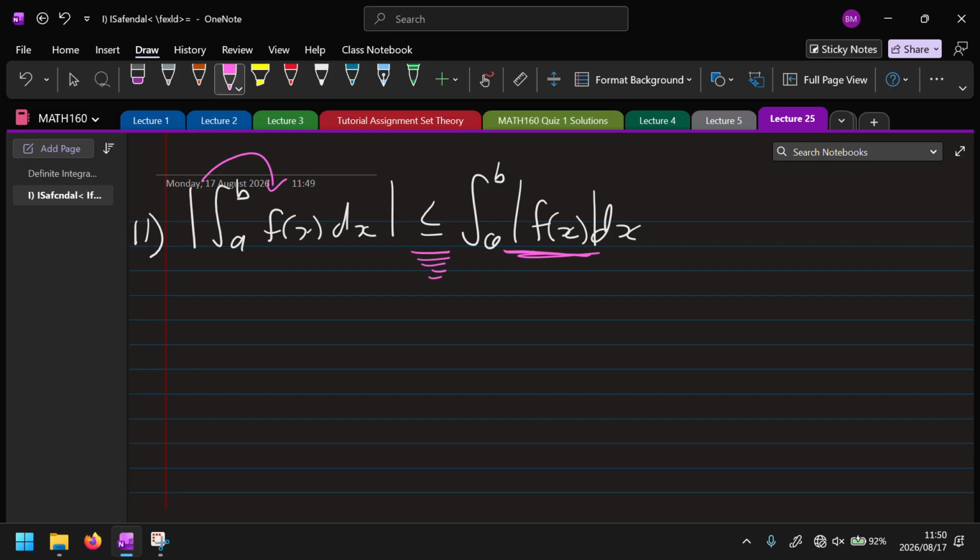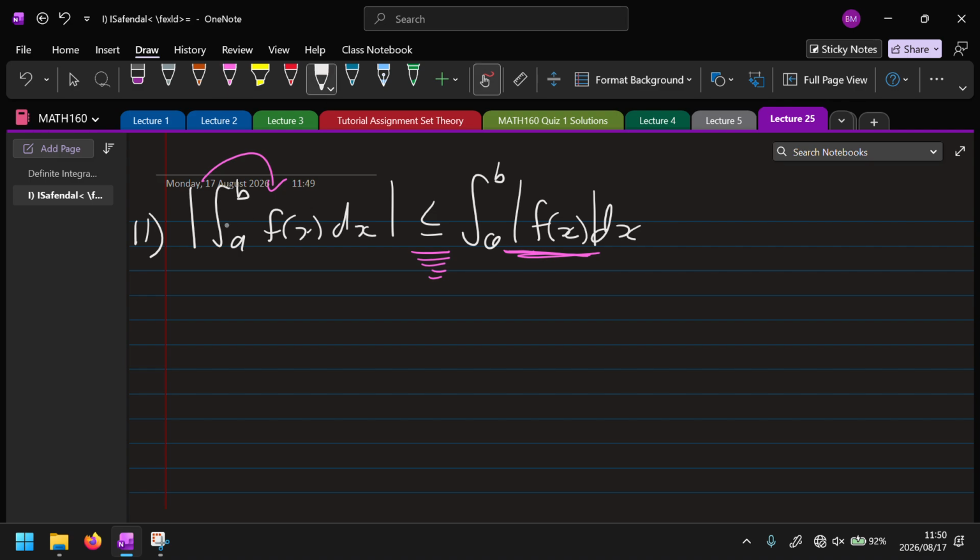And then we end up with absolute value of f on the inside. Okay, how are we going to prove this? Are you familiar with the triangle inequality? No. Okay, let's go through that.